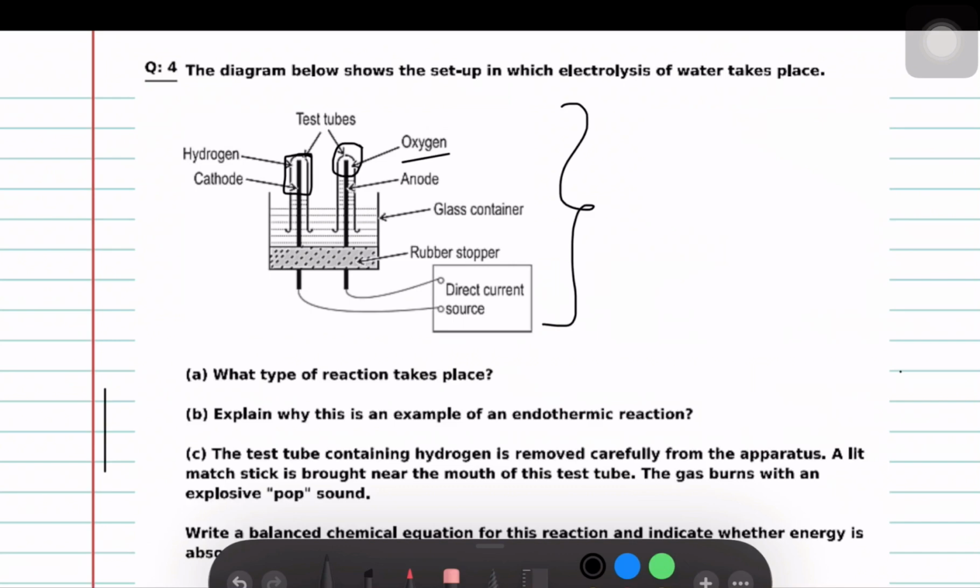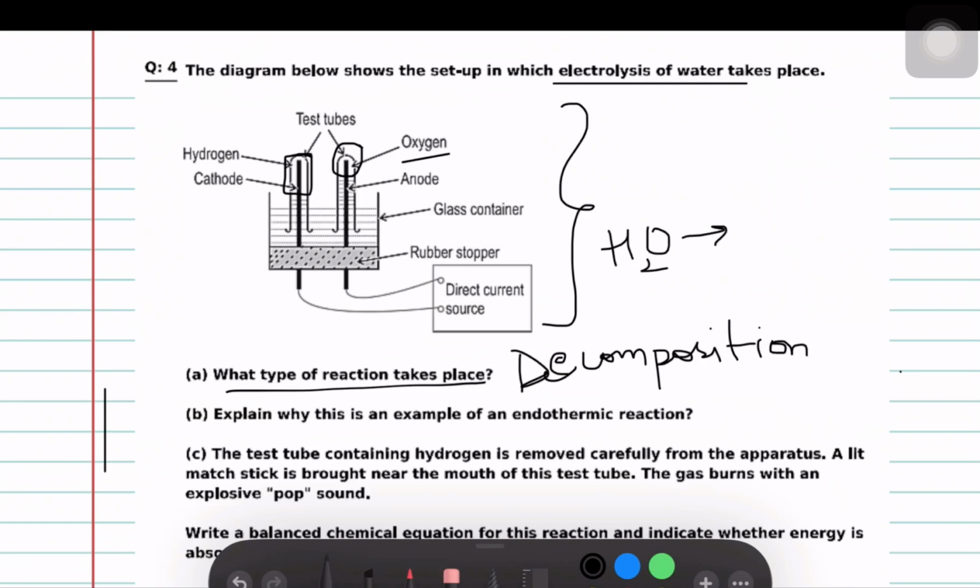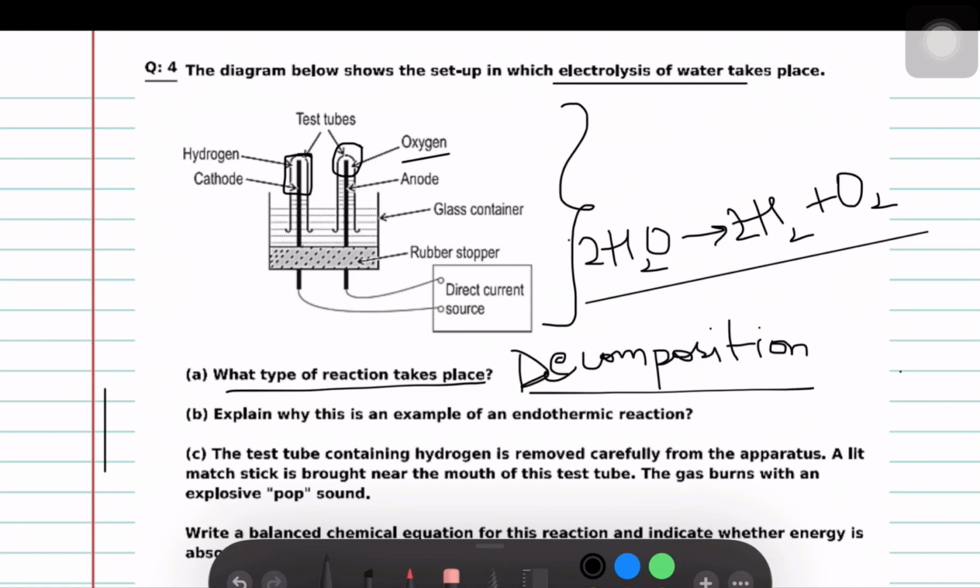What type of reaction is this? Now, electrolysis is given in the question, so they're not asking that. They're asking what kind of reaction is this, like combination, decomposition, oxidation, redox or displacement or double displacement. This is clearly decomposition, because here, as we know, water is being decomposed to give you hydrogen and oxygen. Let's balance it here. Since water is decomposing, this is decomposition.